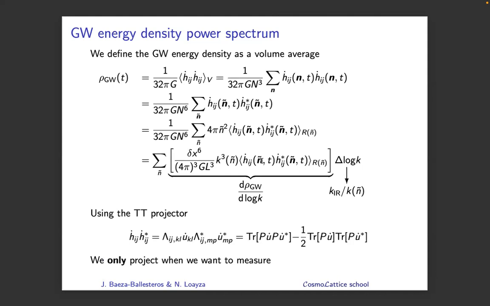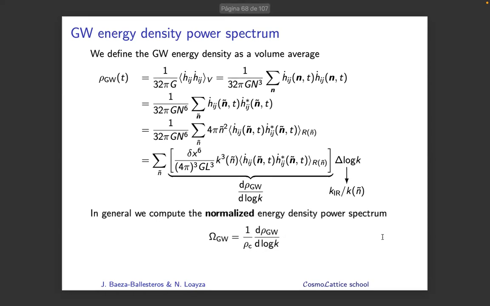And I just need to get this product for the h tensors, the transverse traceless part of them. So I know that if I am evolving the fields, I just need to compute this expression here, which is a product of matrices and taking the trace of it. And I have everything done to compute the power spectrum of gravitational wave energy density. So we just need to compute that. And I can normalize by my critical energy density and I get the omega, which is the observable I want to extract from the lattice.